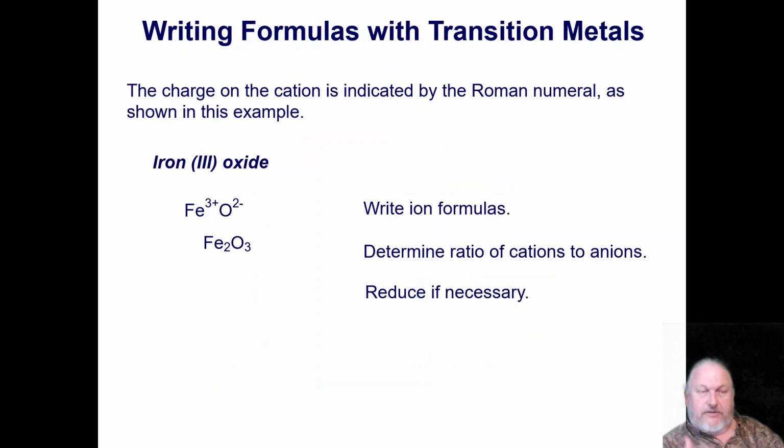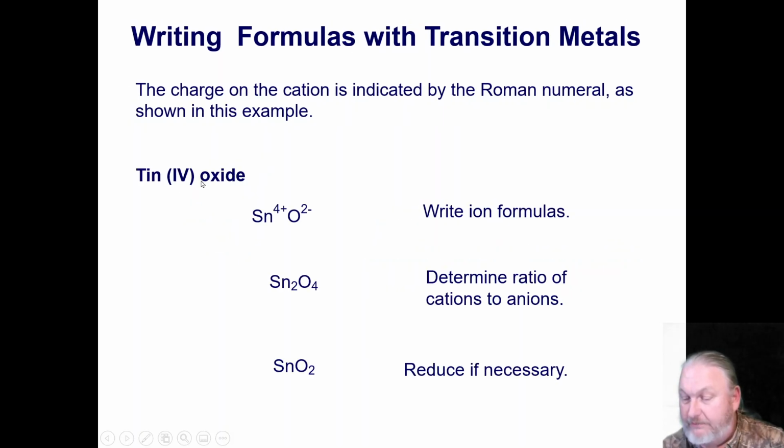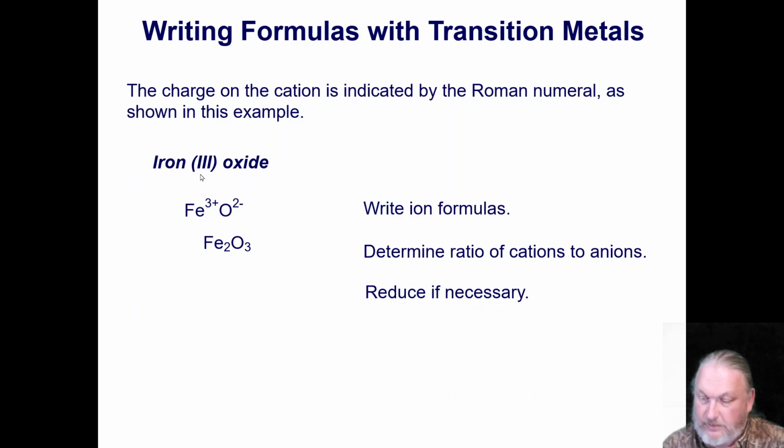So this is how we write the charge on the cation. These are actually easier than just normal binary compounds or things in the p block, where we have to actually look at a periodic table. By saying this is iron 3, that tells me that's going to be a +3 charge.